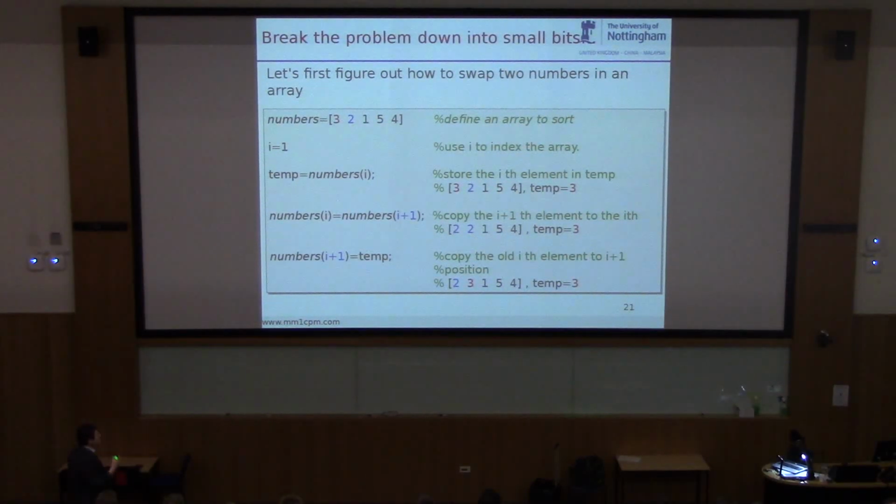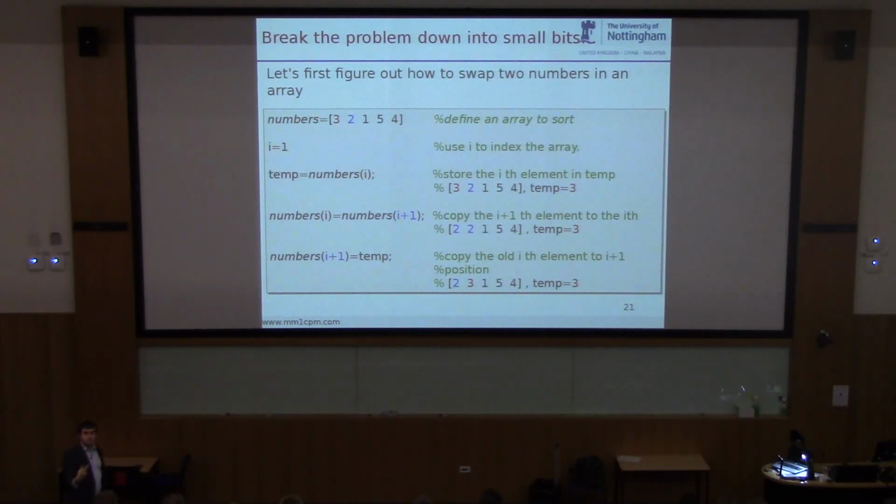Okay? Now, what we do is we go numbers(i), so that's this number here, this 3, equals numbers(i+1), so that's this 2. So what this is doing is overwriting this 3 with this 2. So now the list is 2, 2, 1, 5, 4, and 3 is in temp.